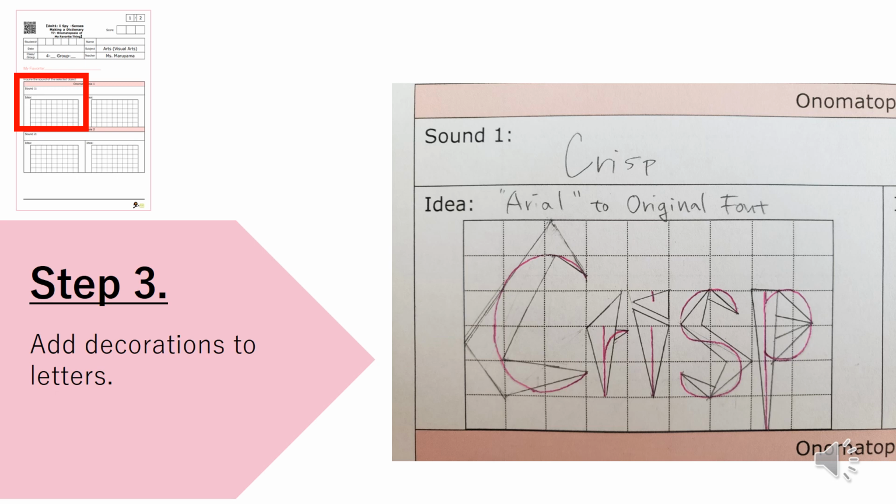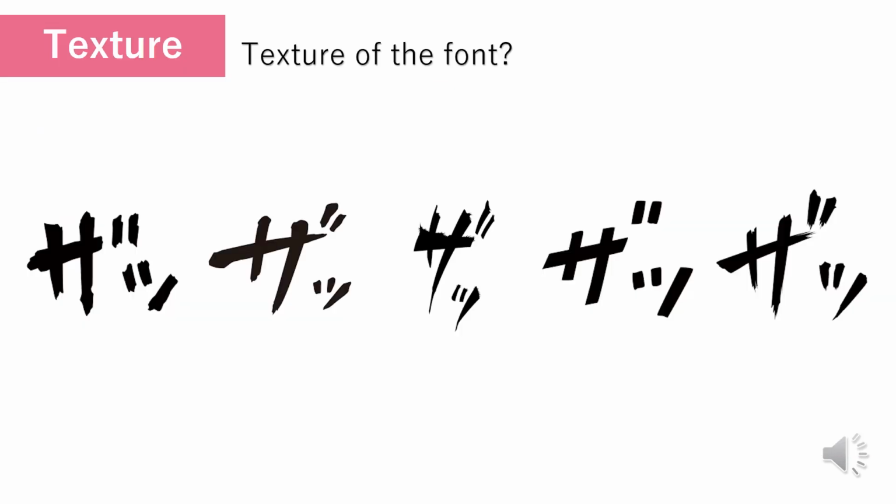When you add decorations to letters, you may use pencils. When you add decorations to letters, think about 7 elements and principles of art as well. For example, texture. How much broken lines you want to show the texture. You can think about the texture of the font.